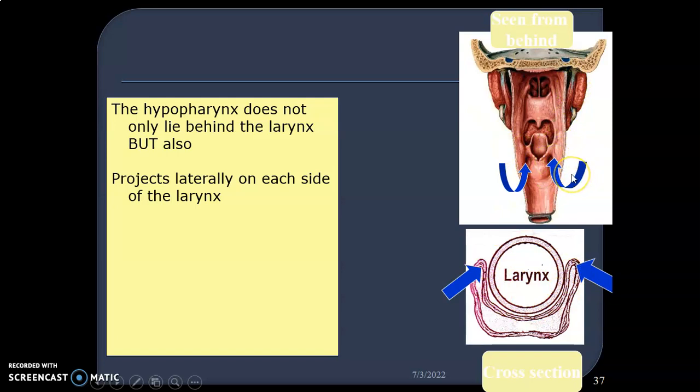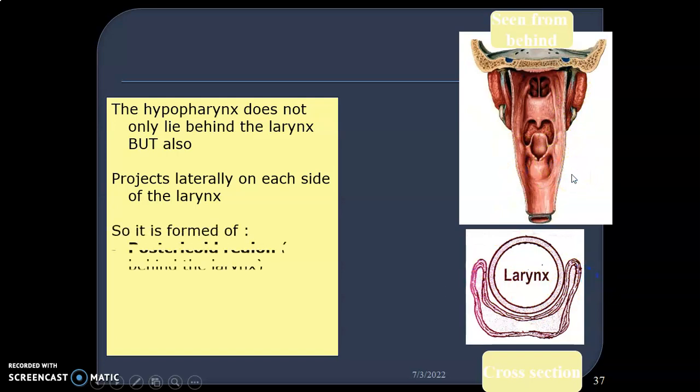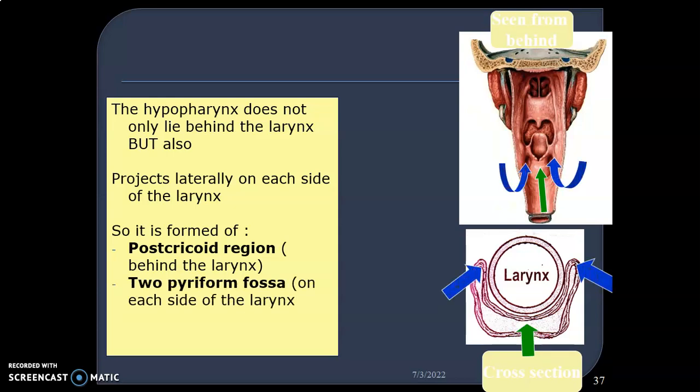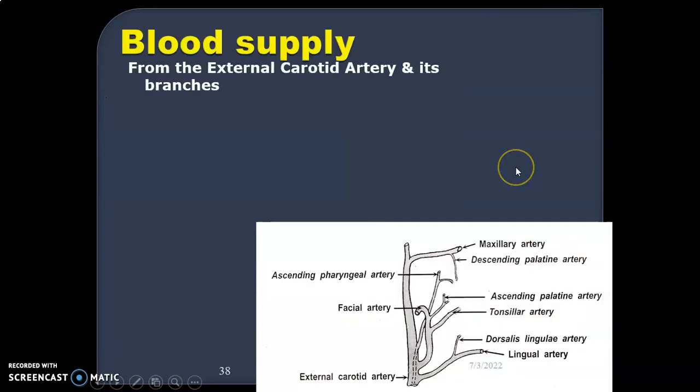So it projects laterally on each side of the larynx. Therefore, it forms what you call the postcricoid region. Postcricoid region, that's behind the larynx, and two piriform fossa on each side of the larynx. So the portion of the laryngopharynx behind the larynx is the postcricoid region, and the one that extends to the sides of the larynx, that's what we call the piriform fossa, and we have two, one on the right and one on the left side.